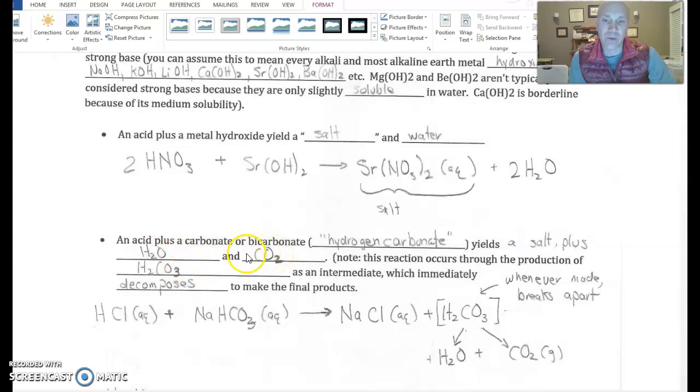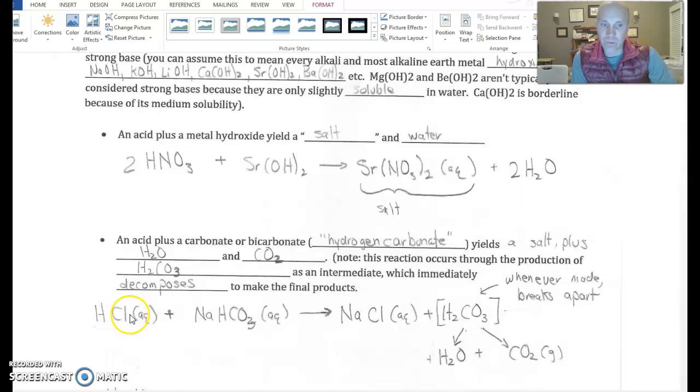One thing I want to point out is that the reaction actually happens through a temporary production of H2CO3. This is carbonic acid, and this is very unstable because it immediately wants to decompose to make water and carbon dioxide.